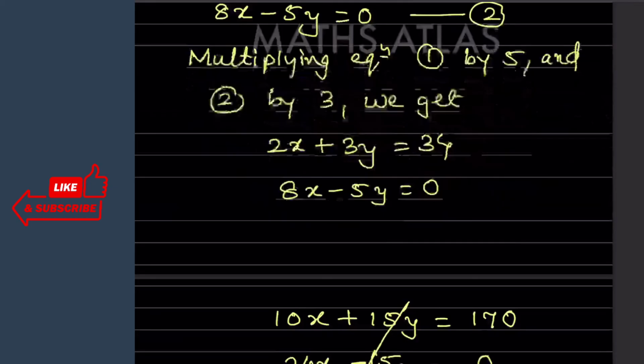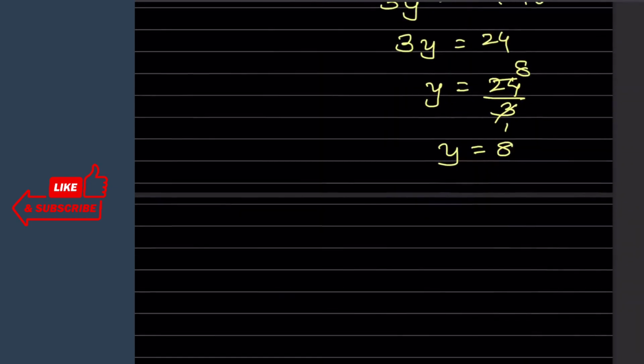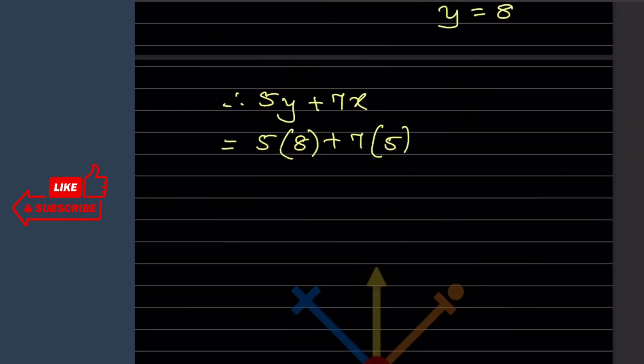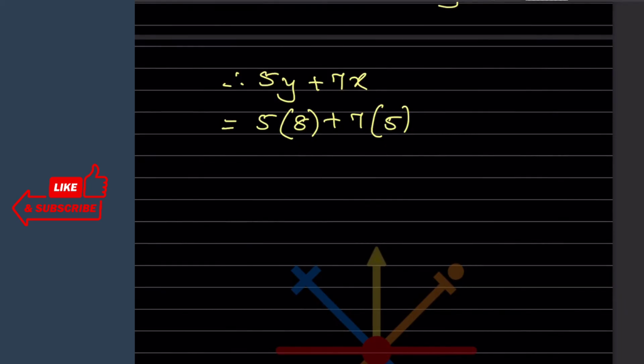Now we got the x and y values. Therefore 5y plus 7x is 5 into y, which is 8, plus 7 into x, which is 5. So this is going to be 40 plus 35. So the answer is 75. This is the final one. By this, we have completed this question.